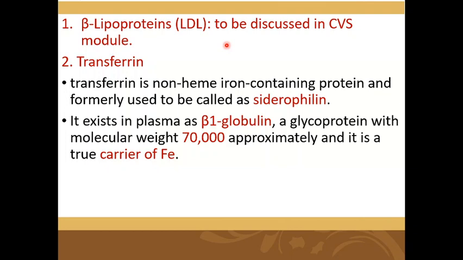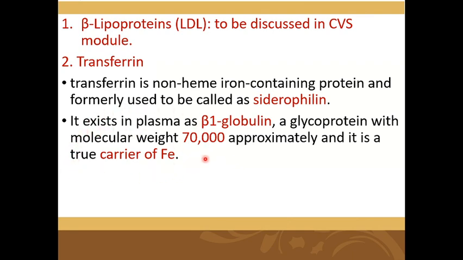Now we come to the transferrin. Transferrin is a non-heme iron containing protein, and formally it is called siderophilin. It exists in plasma as beta-1 globulin, a glycoprotein having a molecular weight of approximately 70,000. And it is a true carrier of iron.